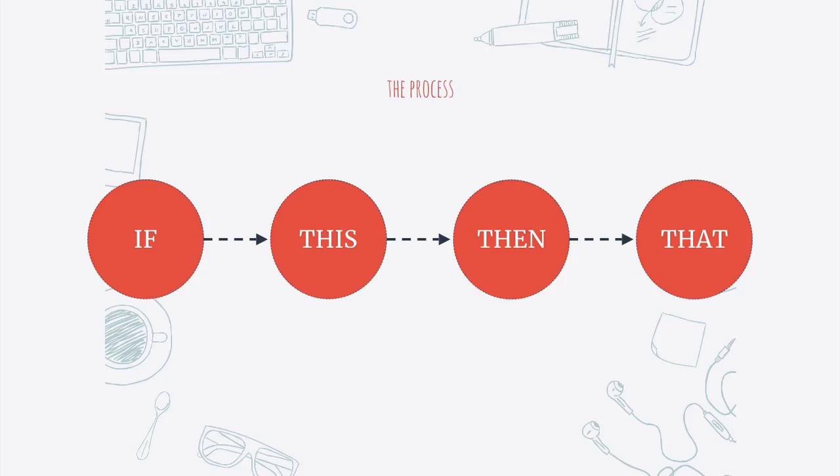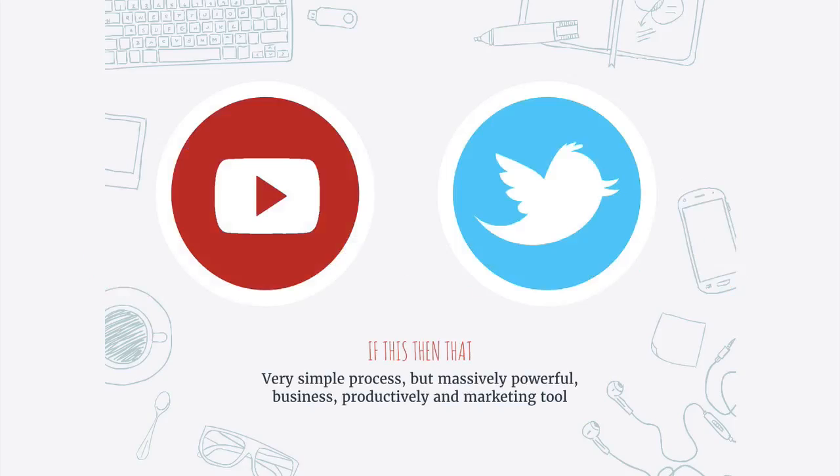So what is IFTTT? IFTTT is a free web service that stands for if this, then that. The simple explanation is that we can use this service to set up an event that only occurs if something else happens that we have specified. So a very simple example would be if I upload a video to YouTube, I can select the then that to be that it automatically posts a link to my video on my Twitter.